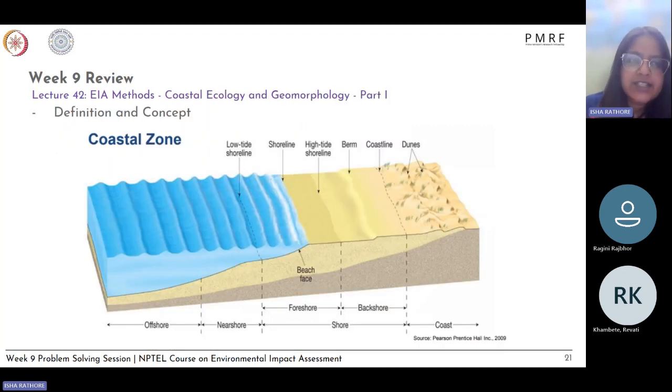So moving on to the next lecture, where we looked at lecture 42, which looks at EIA methods for coastal ecology and geomorphology, part 1. Lecture 43 is part 2 of the same method, but it looks at scoping and impact prediction.